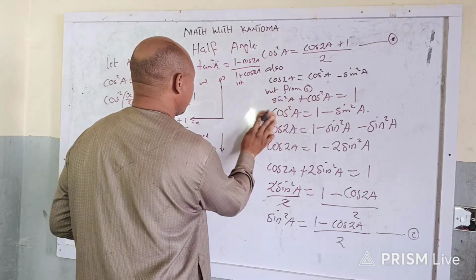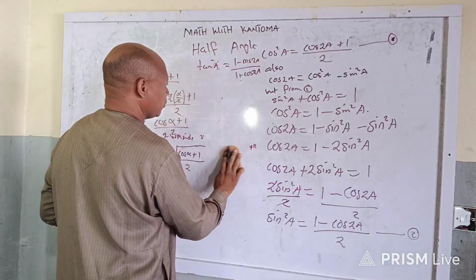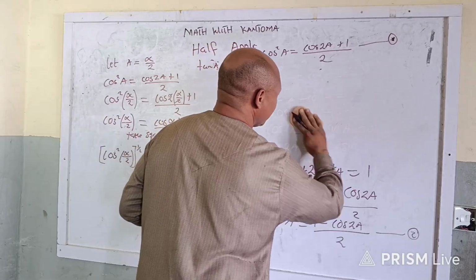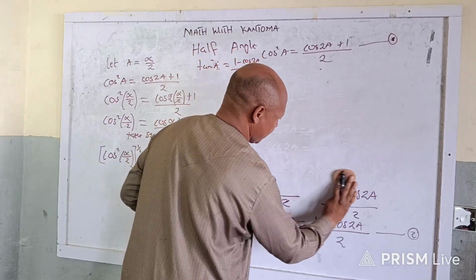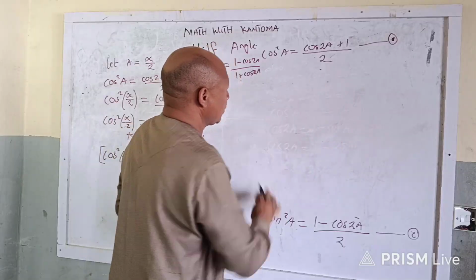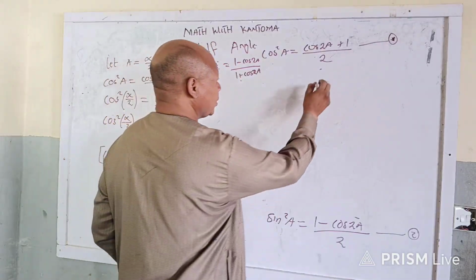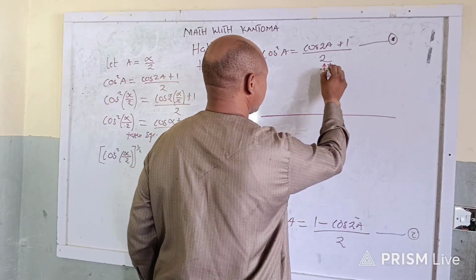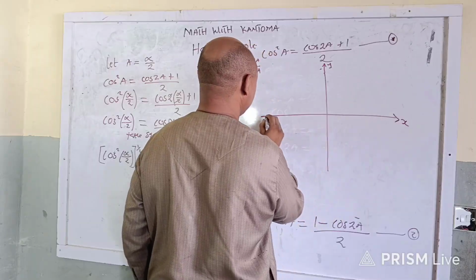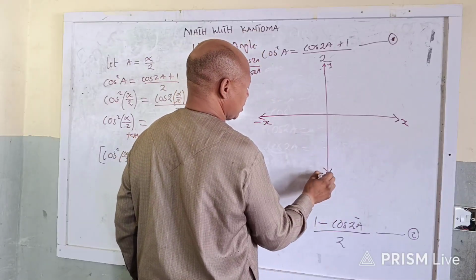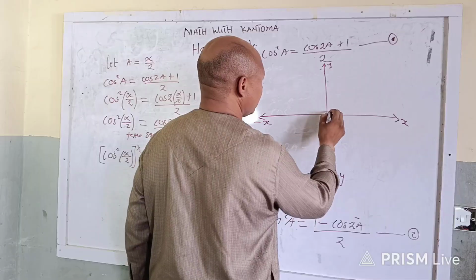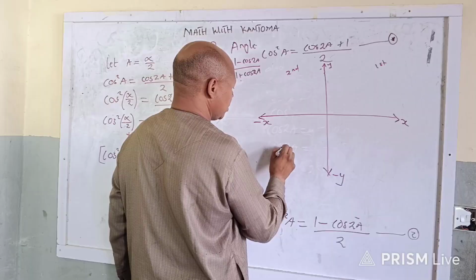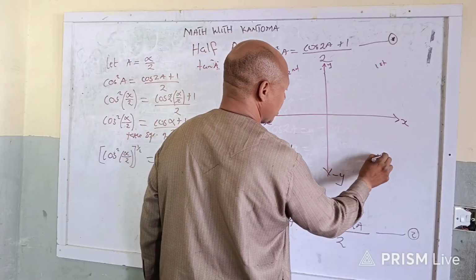Let me draw it somewhere here so that it will not be confusing. I can wipe this. So now the quadrant is this. This is the y-axis, this is the x-axis, this is the negative x-axis, and this is also the negative y-axis. So now we say this is the first quadrant, this is the second quadrant, this is the third quadrant, and then this is the fourth quadrant.